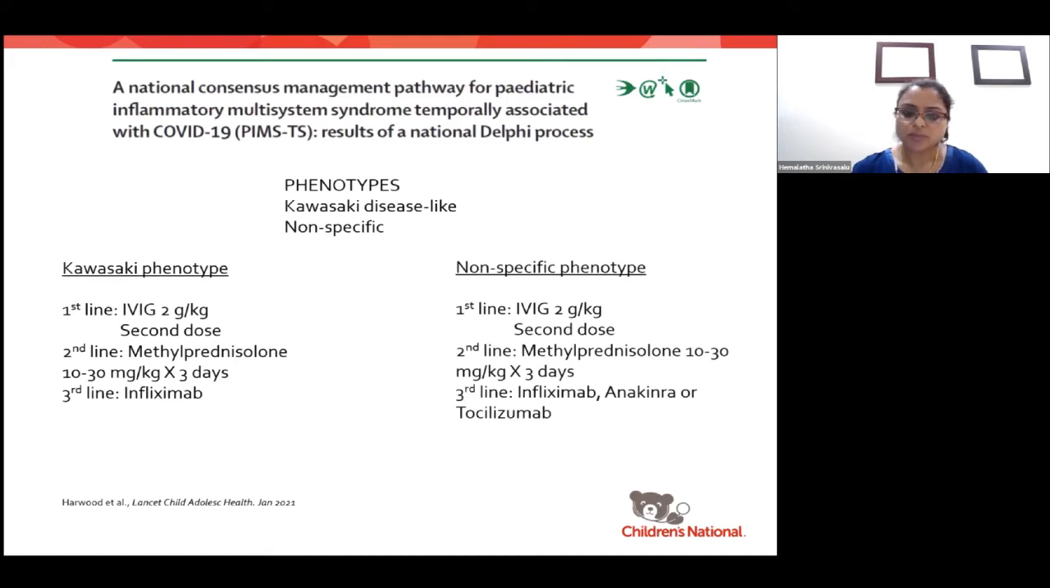For those with non-specific phenotype, meaning non-Kawasaki-like phenotype, the guideline for first line and second line remains the same. However, they leave the choice for the third line up to the treating physician. The Delphi survey respondents had equipoise between the choice of infliximab, anakinra, and tocilizumab. It is to be noted that this Delphi process informed the treatment groups for the UK RECOVERY trial, which is the first randomized controlled trial looking at treatment for MIS-C globally.